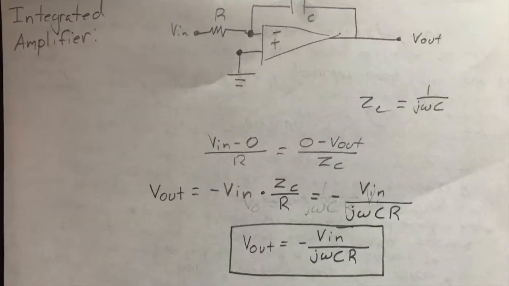So lastly, we're looking at an integrator amplifier circuit. First, we're showing how we derive the relationship between Vin and Vout. The process is very similar to the inverting amplifier earlier in the lab. We look at the impedance for the capacitor, which is 1 over j omega C, and treat it as a resistor. We then apply Kirchhoff's current law to derive the relationship of Vout equals -Vin divided by j omega CR.